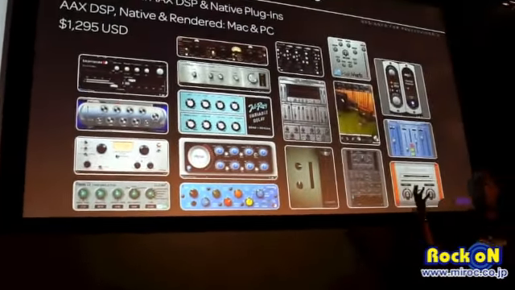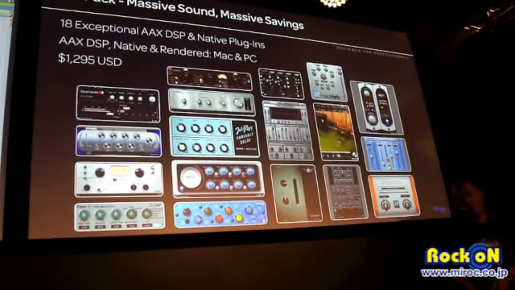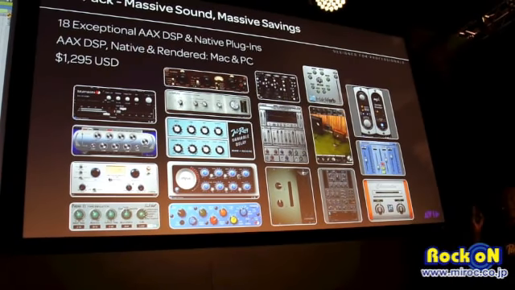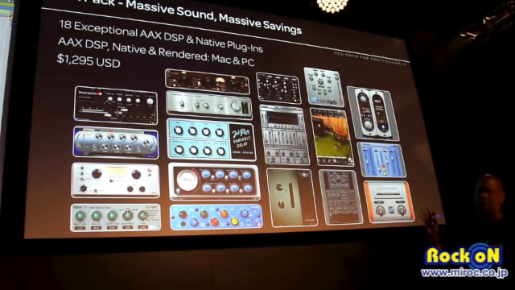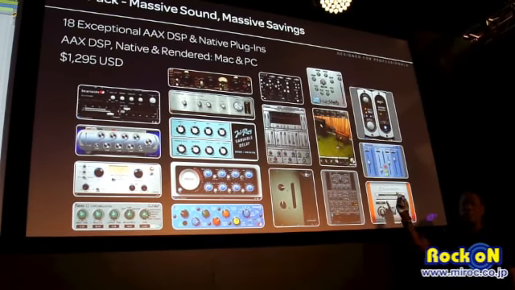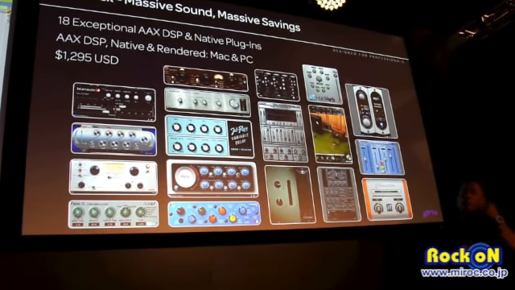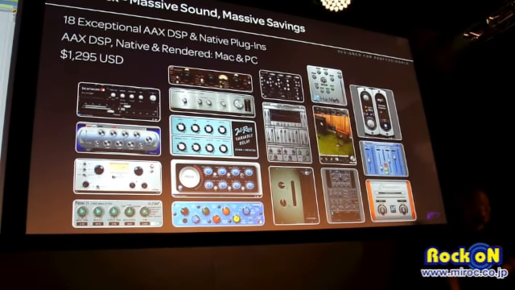So I showed you a ton of great plugins. I showed you a few that are part of that AAX plugin pack. We've got 18 really amazing plugins for $12.95, a limited time offer until March 15th, I believe, and it's a 70% savings. So if you want to work with some really amazing plugins, it's a really great pack to purchase. And again, you're getting all the DSP, native, and rendered versions as well.